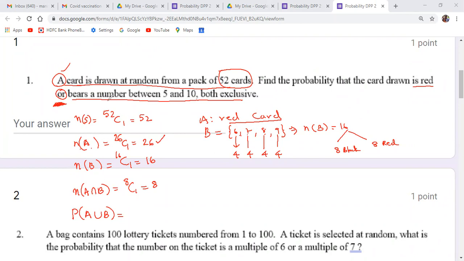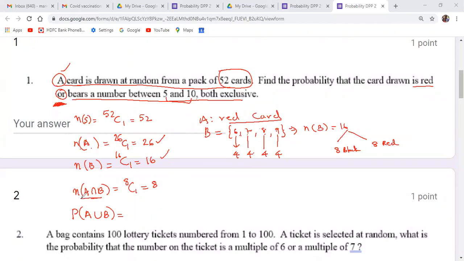You want numbers between 5 and 10. Numbers which are between 5 and 10 are 6, 7, 8, 9. For 6, there are 4 cards. For 7, there are 4 cards. For 8, there are 4 cards. For 9, there are 4 cards. There are 16 cards. Is it clear? So N of B became 16.